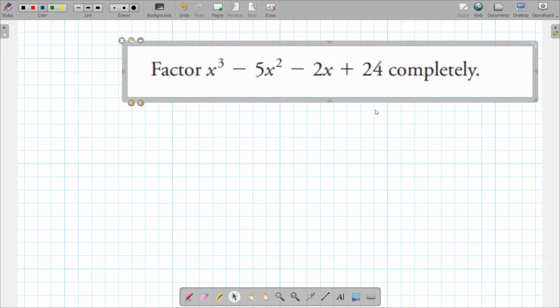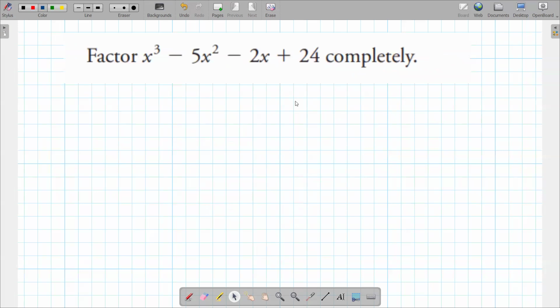Okay, what about something like this? It says factor this polynomial completely. Can you use the box method for this? No, that is only for quadratics, it doesn't work for higher polynomials. The first thing you want to do every single time is see if you can simply factor this by grouping. Factor by grouping means you factor two terms at a time.